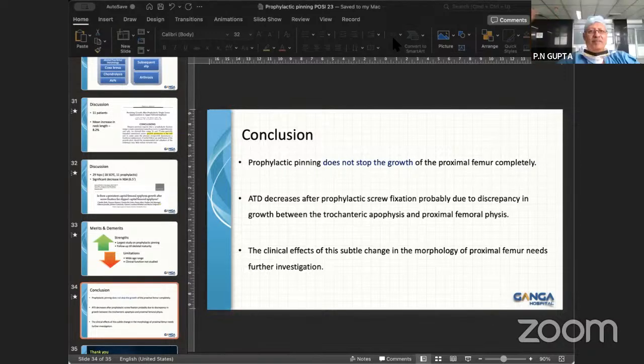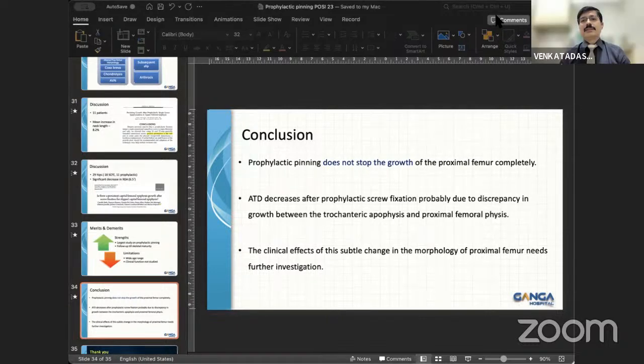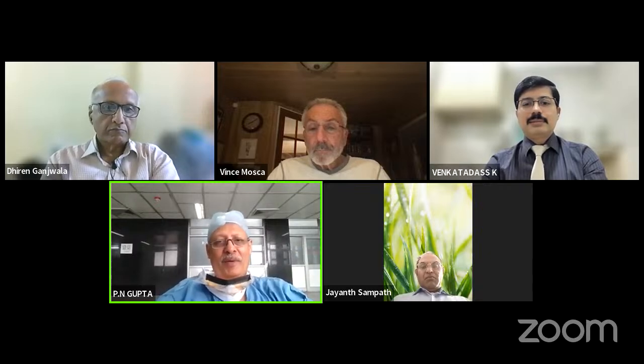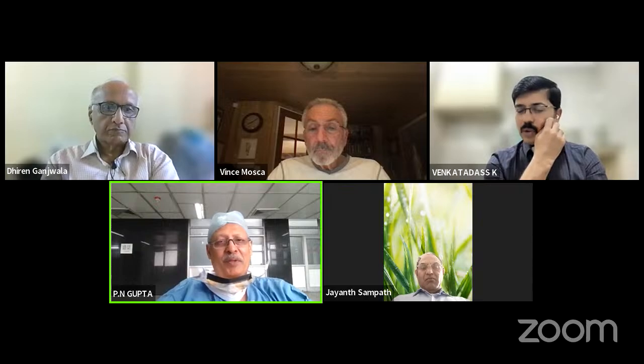Venkat, one question. I think you showed one patient at least where the screw had actually migrated distally. The threads were no longer holding into the growth plate. Did you see in this particular patient any changes in the morphological parameters, or what was the possible reason why it fell short of this?